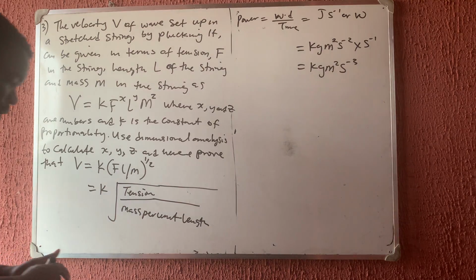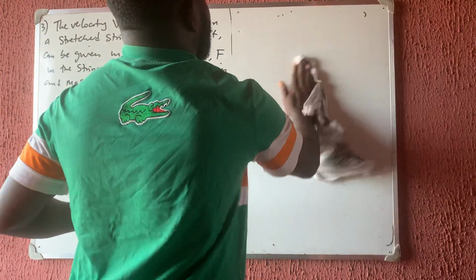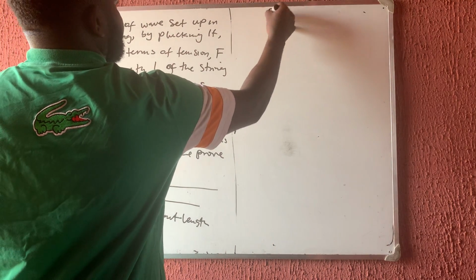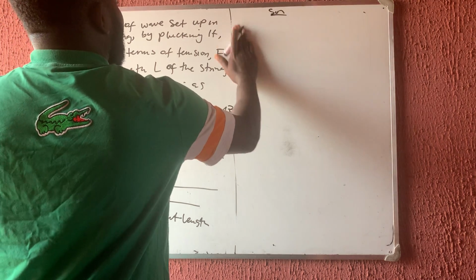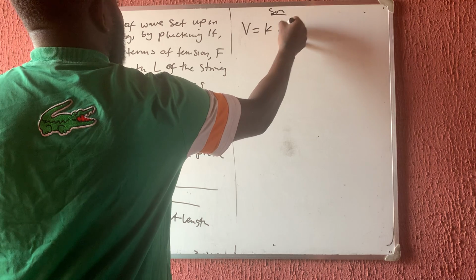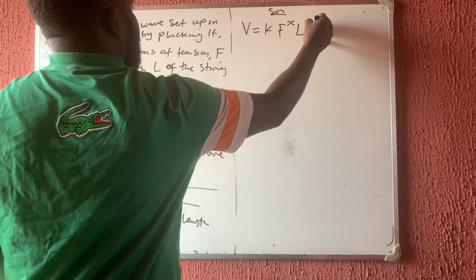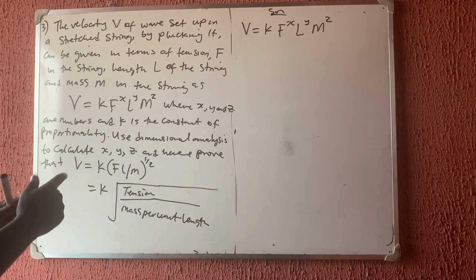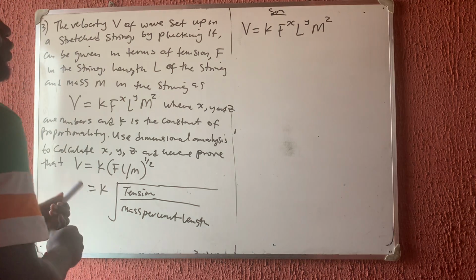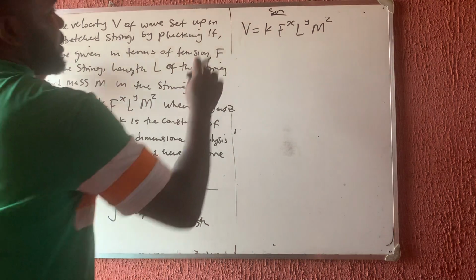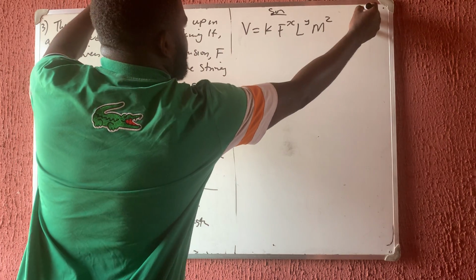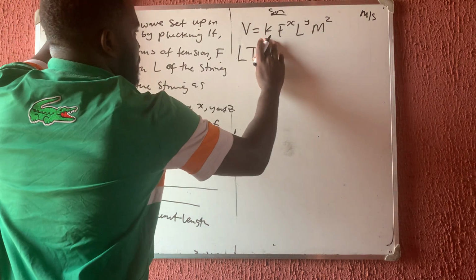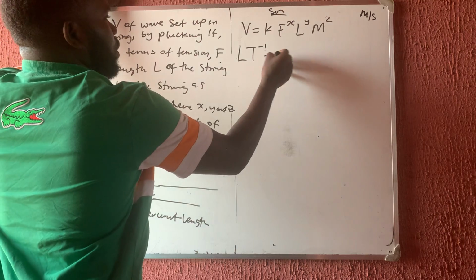Okay. Now, if you look at this question, it seems it's very long, but it's a very simple question. So what are we expected to do? They've given us that solution. They've given us that our V is equal to K F^x L^y and M^z. All right. Now let us put everybody in the normal dimension we know. The three quantities we use for dimension is what? Mass, length, and time. So we know that velocity, they told us that V is velocity, and velocity is measured in meter per second, and the dimension is what? LT^-2. Sorry, minus 1.